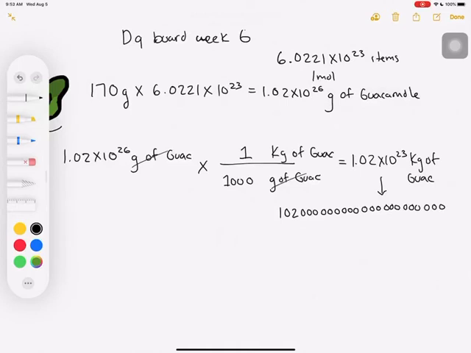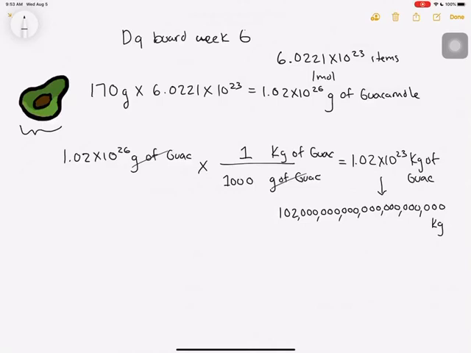I believe so, right? So it's 3, 6, 9, 12, 15, 18, 21. So this is how many kilograms I'm going to have of guacamole if I take 1 mole of avocados and mash them up together, right? So that's the answer to the first question.